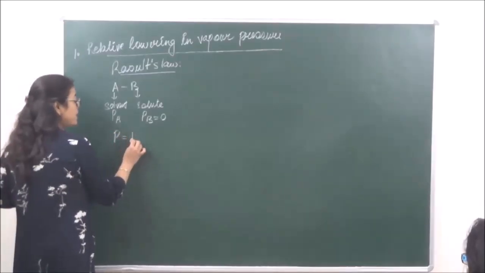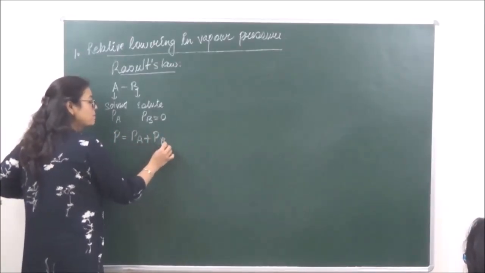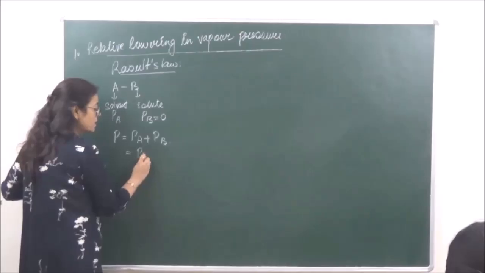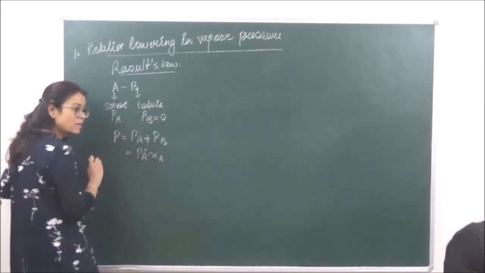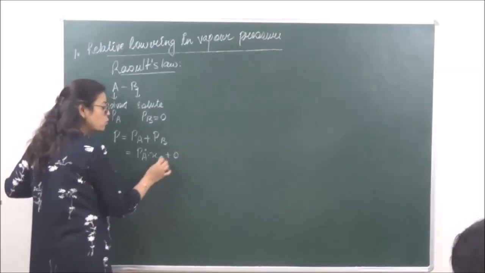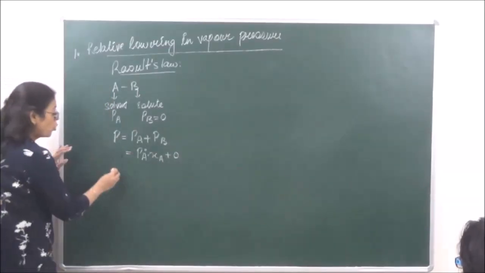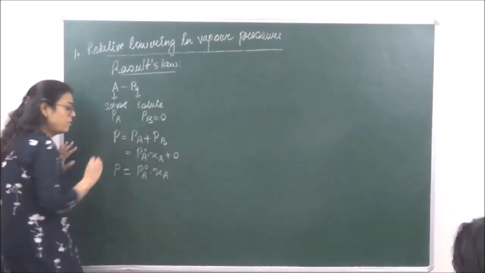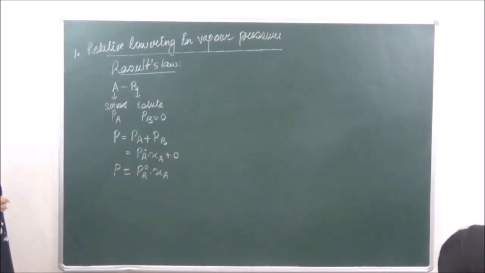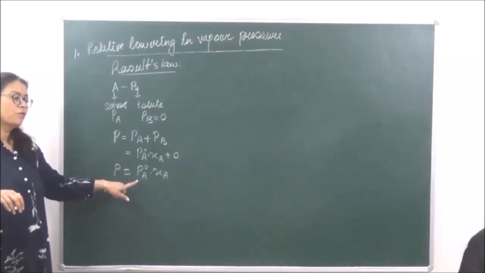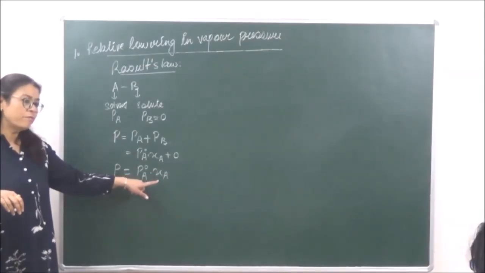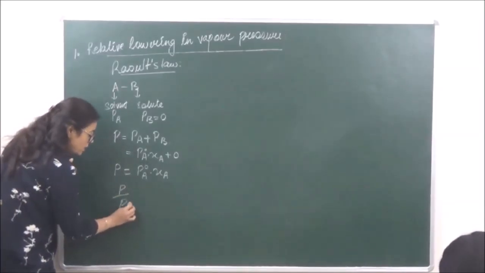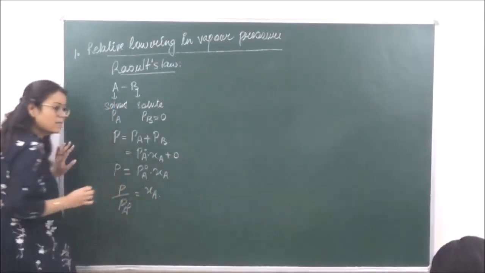Now total pressure P is equal to what? PA plus PB according to Dalton's law. Okay, so PA is equal to what? PA naught into XA and PB is equal to 0. So plus 0. So the total pressure only depends upon the mole fraction of the solvent. PA naught is the pressure of the pure solvent and XA is the mole fraction. Getting the like terms together, what will we get? P upon PA naught is equal to XA.